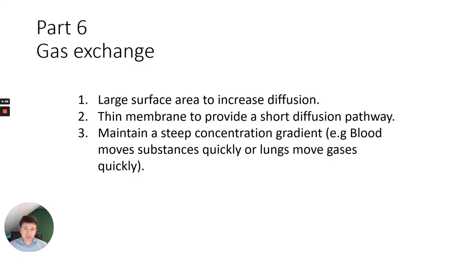Part 6, gas exchange. There are 3 main things that you need to remember. I'm going to give you some specific examples that are mentioned in the specification, but these 3 things are all you need to know about gas exchange when you look at some information that they might give you. The key things are: to increase gas exchange, you need a large surface area to increase the rate of diffusion, you need thin membranes to provide a short diffusion pathway, and you need to maintain a steep concentration gradient. For example, blood moves substances quickly, or the lungs move gases quickly.